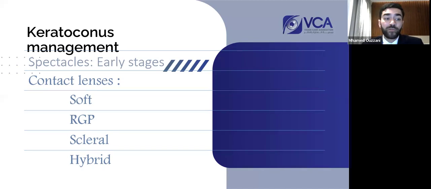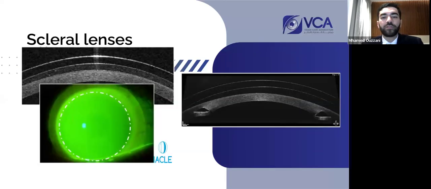It starts from the soft ones. We can use the soft torics in the early stages, and then we can use the softs with a higher central thickness. Of course, we can use corneal RGP lenses, scleral lenses, and hybrid lenses. Today, we will talk more about scleral lenses because it's the lens that we used in our study. I will just give some mentions about it.